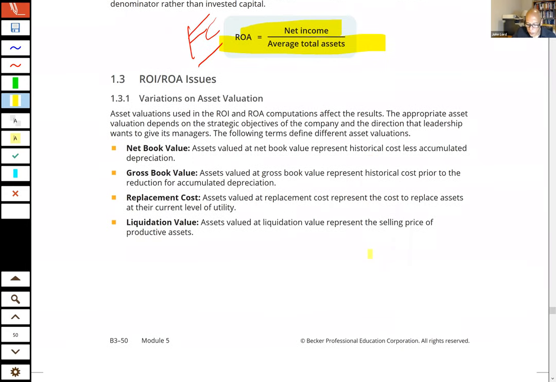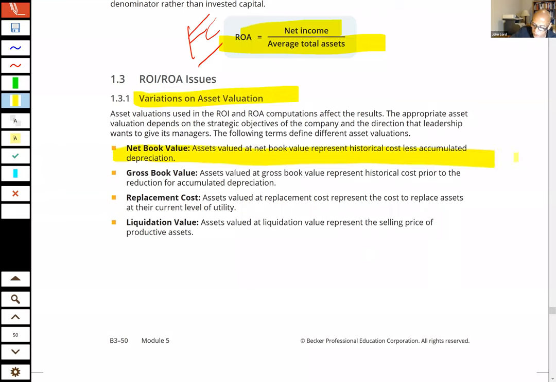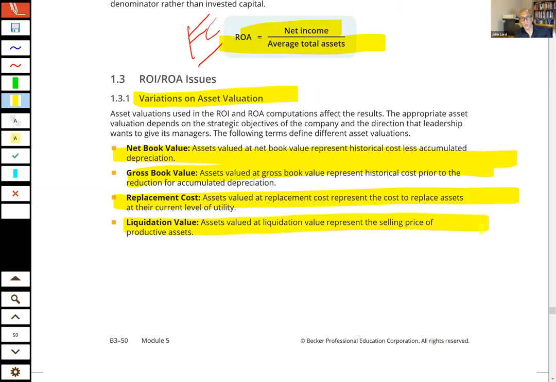Okay. Now, there are variations in asset valuation. Net book value, I think you all know, is the asset's historical cost less its depreciation. Gross book value is just the historical cost. In other words, don't subtract the depreciation. Replacement cost is what it would cost you to reacquire that asset under current market conditions. Liquidation value, and that's rarely used for anything, is what you think you could sell that asset for at any point in time. It is sort of similar to a salvage value, but it's looking at the current date. What could I sell it for, if I was trying to sell it in a fairly quick manner?